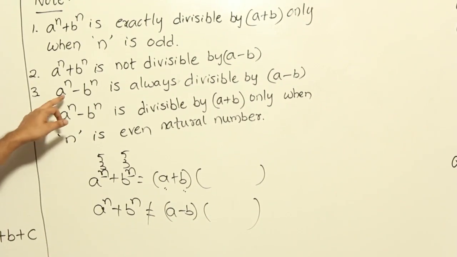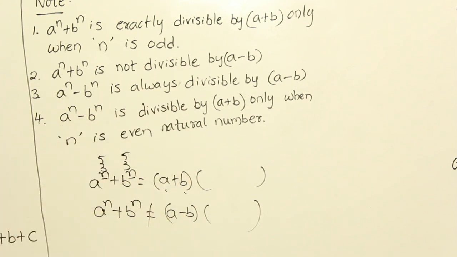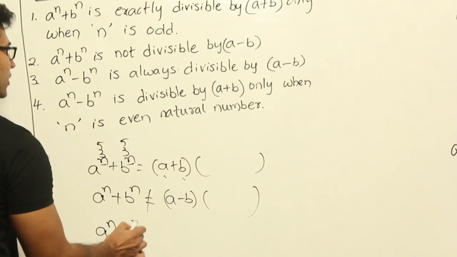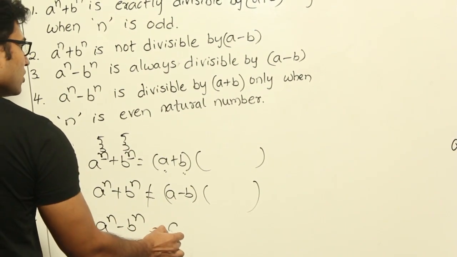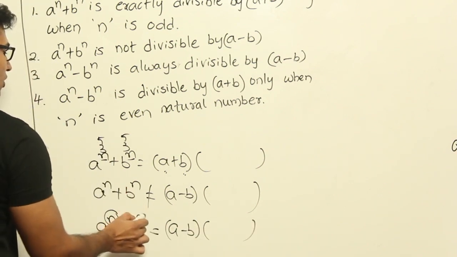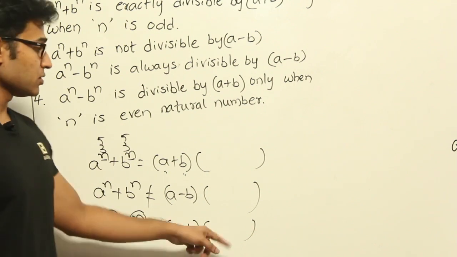And the next one is a^n minus b^n is always divisible by a minus b. So whatever n is, if you have a^n minus b^n, it is always going to be divisible by a minus b. Whether n is even or odd, you can always write it like this: a^n minus b^n equals a minus b into something.